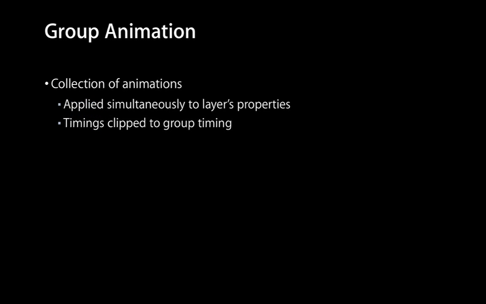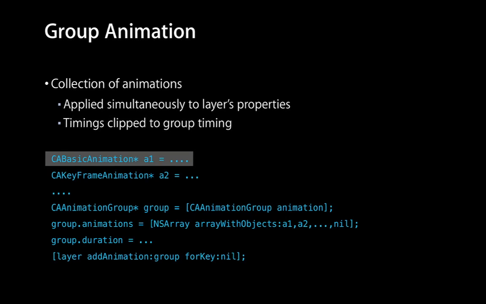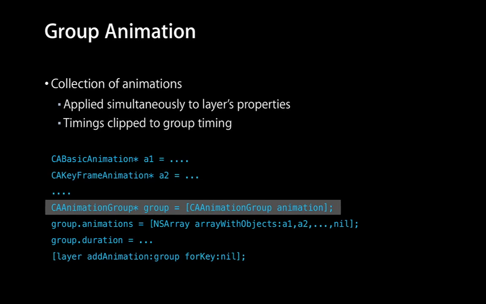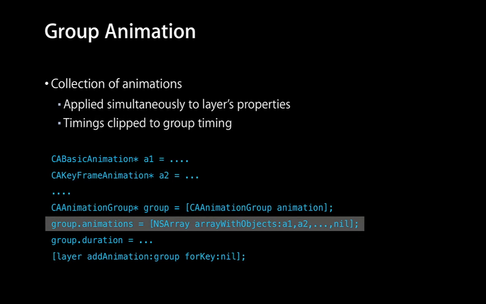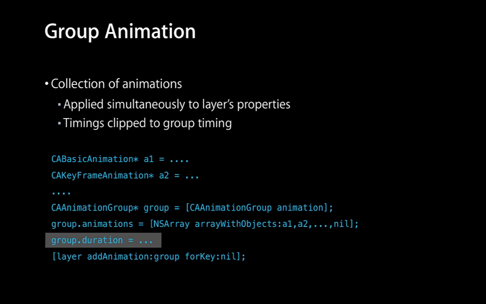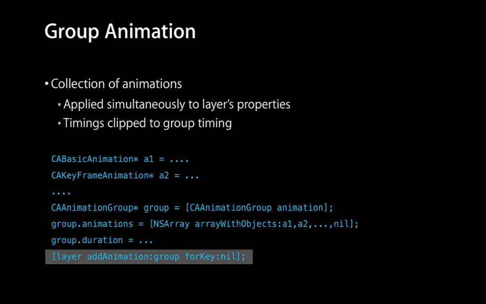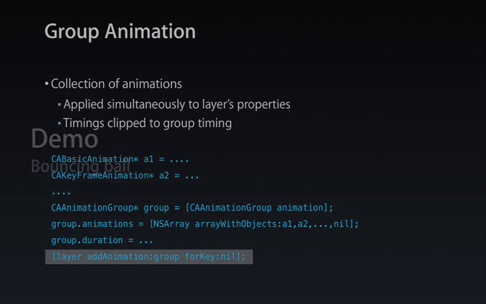And then finally, the last part of that class hierarchy was group animations, which is a collection of animations applied simultaneously, and the timing is clipped to the group timing. So however long the animations within the group are, the overall animation will just last as long as the duration property of the group. Very easy to do. You create a whole bunch of animations, you then instantiate a group animation, and you set its animations property to be an array of your animations. And then when you add them, you set some duration for the group. When you add that to the layer, all the animations will be applied at the same time in the group.